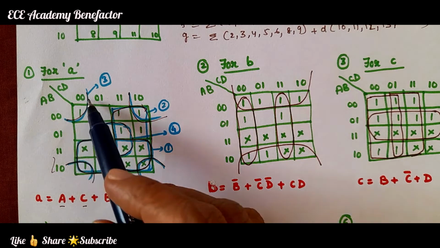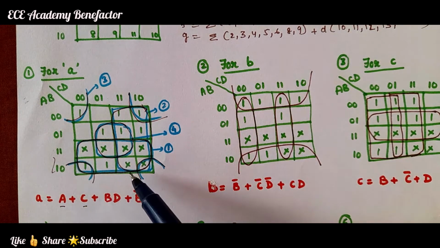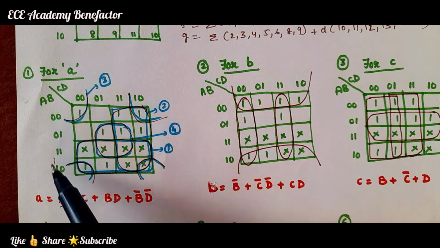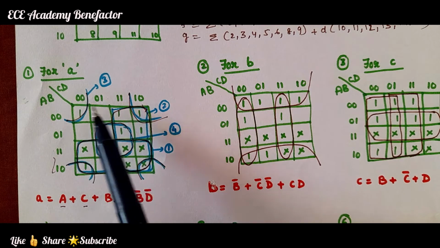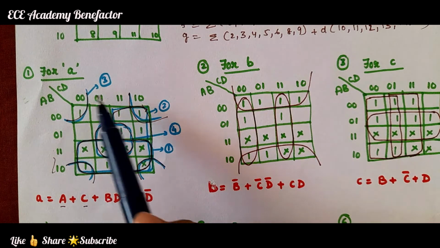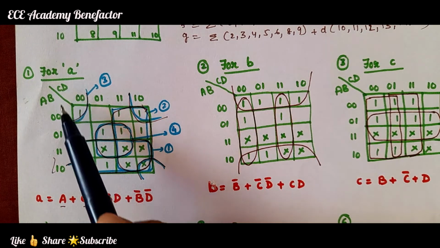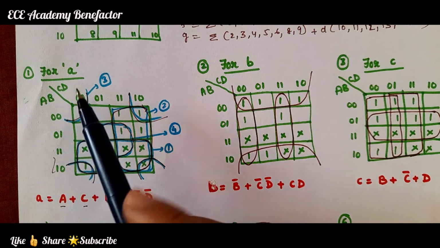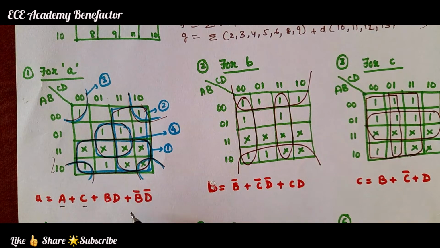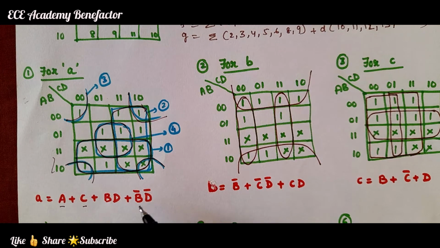Now, coming to the 4 corners of ones forming a quad, in these 2 rows, 0 is common, so it will be B bar. In these 2 columns, 0 is common, and 0 means D bar. So, the term will come as B bar D bar.